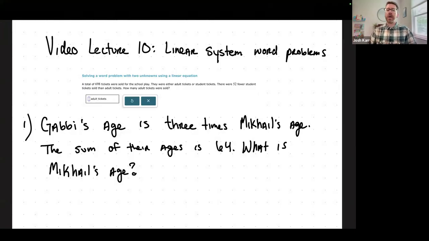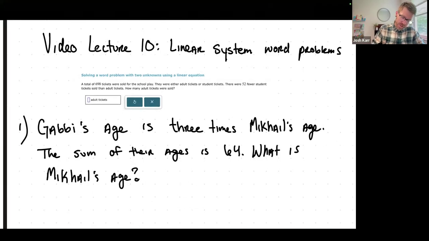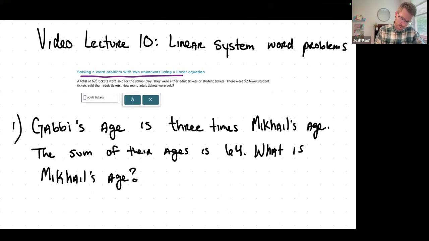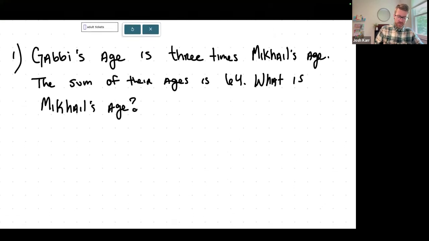We're going to talk a little bit about some word problems that lead us to solve a linear system. Okay. So you'll see these in your ALEKS homework. They'll be posed as solving a word problem with two unknowns using a linear equation. Okay. So go ahead and give yourself a moment to write this first one down.